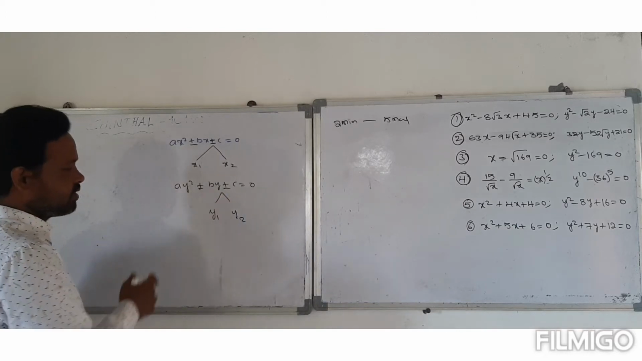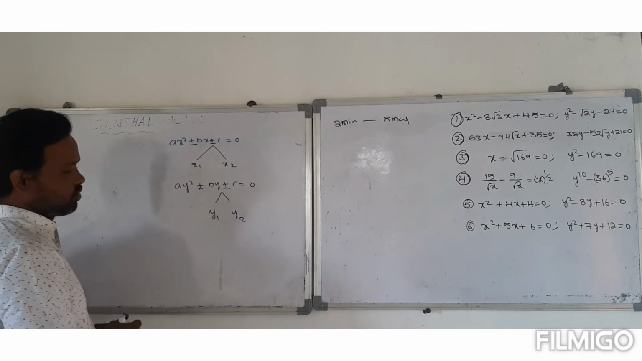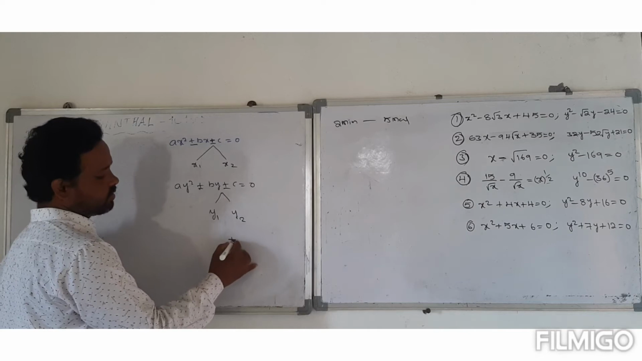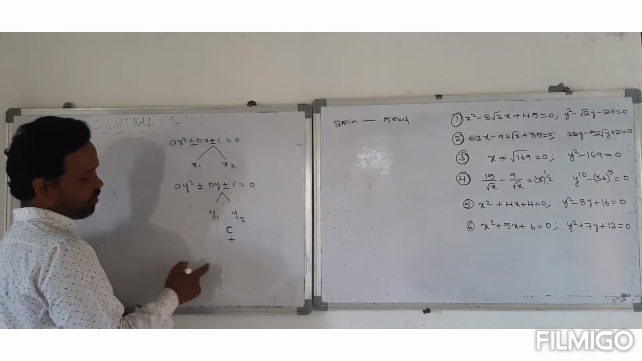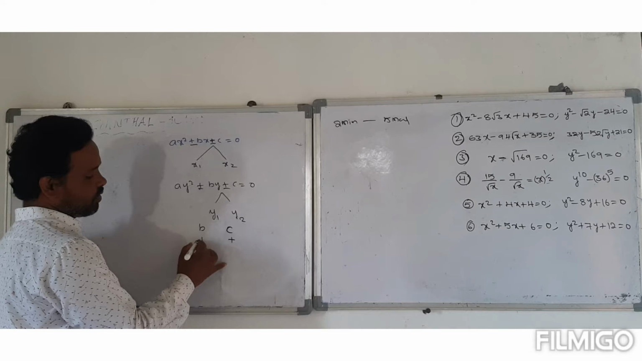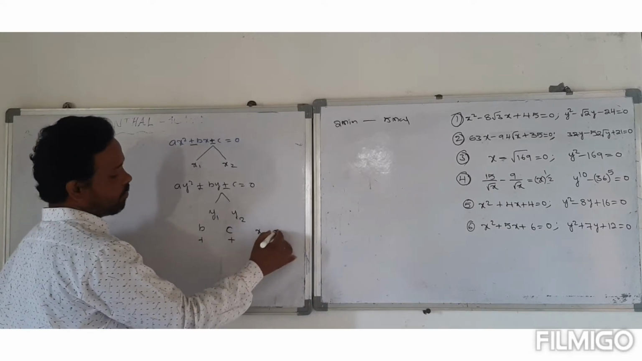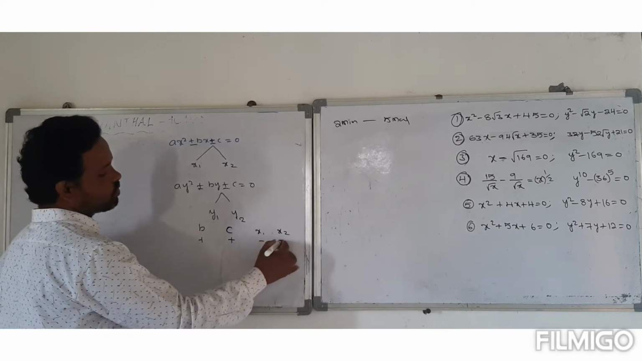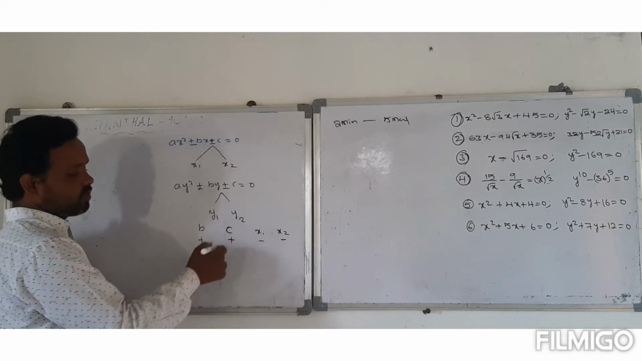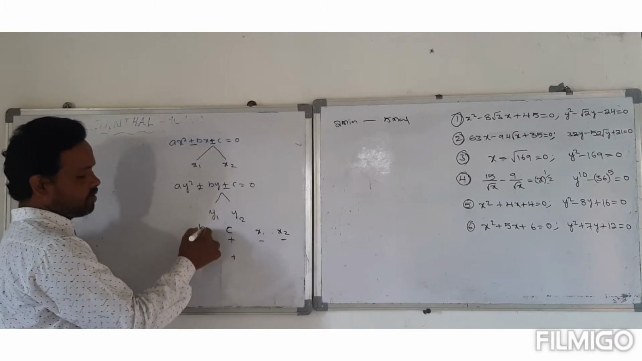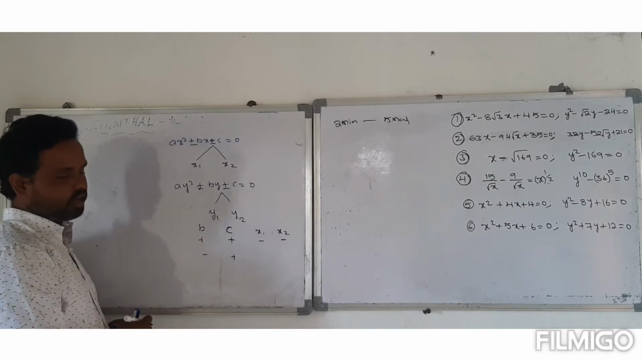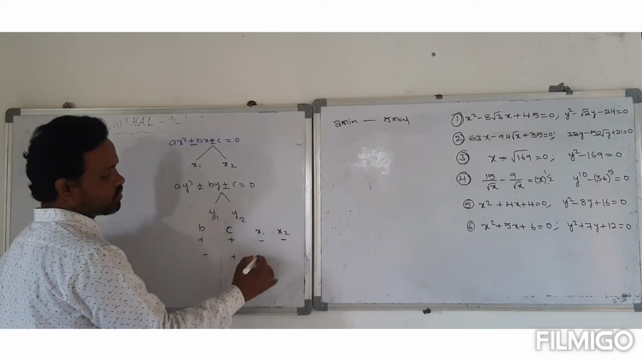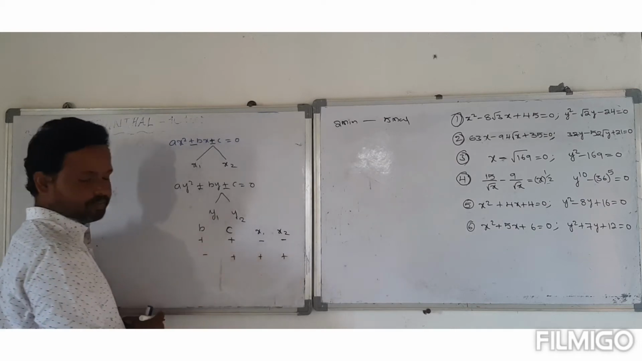Okay guys, based on signs we can easily find the root values. For example, if the constant, the c value, is plus, and the b value is also plus, in that case x1 and x2, the 2 different roots, are always negative roots. If the constant value is plus and the b value is minus, then x1 and x2 roots are plus and plus only.